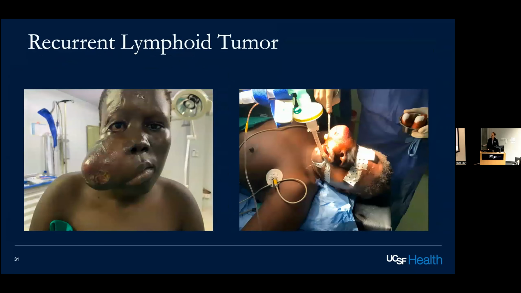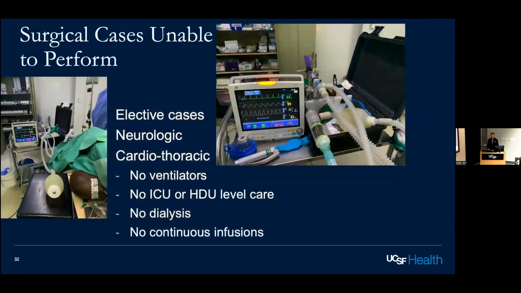You have some oddball things. This patient comes in with a recurrent lymphoid tumor; apparently she had other tumors that had been taken off over time. This one was particularly disfiguring. There were a lot of cases where we were not able to perform anything elective, neurologic, or cardiothoracic, because we don't have ventilators, and there's no ICU or high dependency unit level of care, no dialysis, no continuous infusions. That's the anesthesia setup right there.